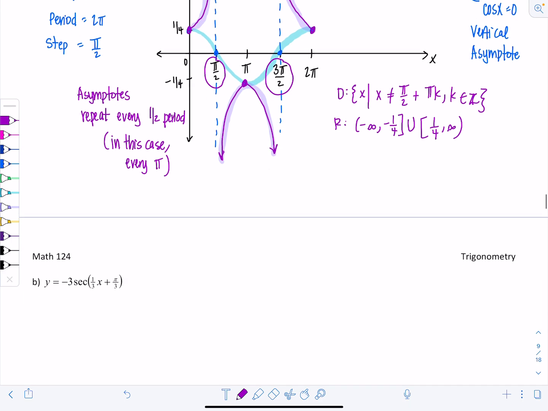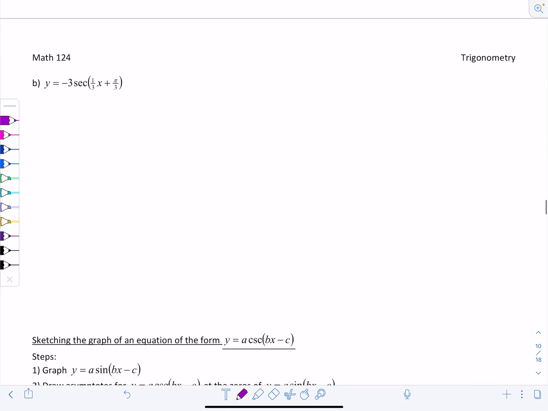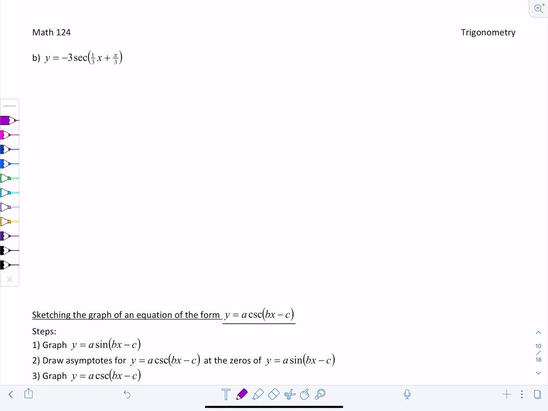Okay, next one. Y equals, wow, they're just throwing everything at us, -3 secant 1/3 x plus pi over 3. Here we go. So the 3 is negative. So not only we have a vertical stretch, we also are going to reflect the graph, right? It flips over the x-axis. So don't forget to do that.